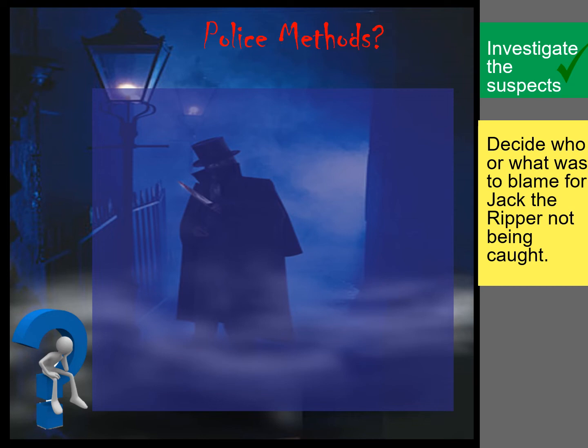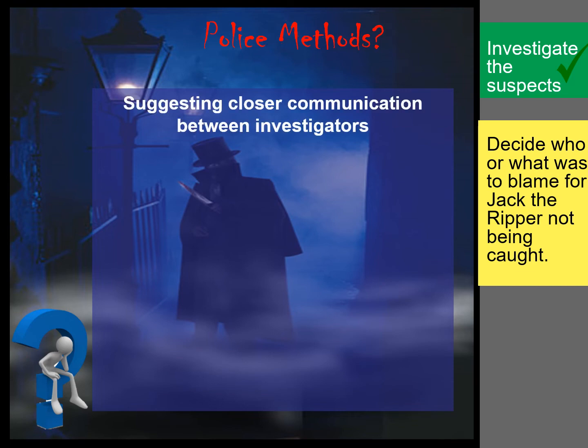We're now starting to think about who or what was to blame for the fact that Jack the Ripper has never actually been caught. So the police methods at the time: we know they couldn't use DNA profiling and things like that, so we're thinking about what they did try. The problem they had was that because the crimes were committed at different parts of Whitechapel, different police forces were investigating each murder. So it wasn't just one unified police force, it was different sections of it.